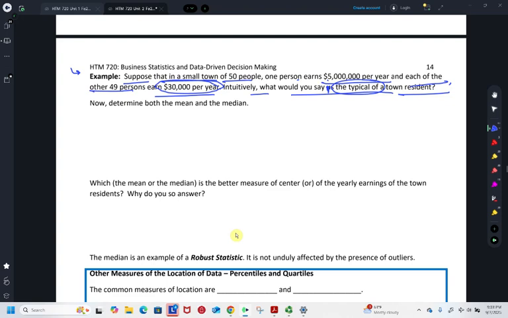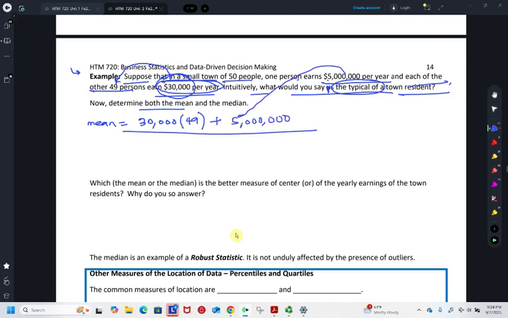But let's do some computations and let's see if computation agrees with our intuition. For the mean, I would need to add how many 30,000s? Did you say 49? Yes, that's correct. So that would be 30,000 49 times added together with the one person who makes $5 million, divided by how many people in total? 50. So that will give us $129,400. That is for the mean.